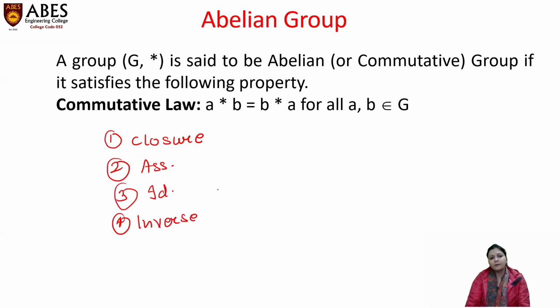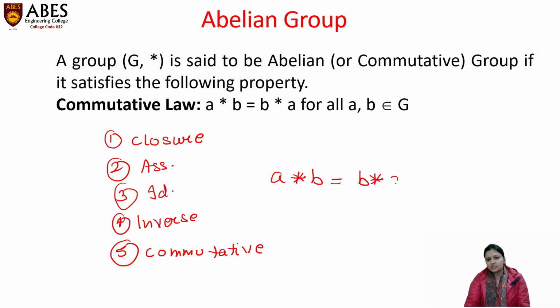For a group to be an abelian group, one more property should be satisfied in addition to these four properties. The last property is the commutative property. The commutative property is a simple property which says that if A operation B is the same as B operation A, we can say that the commutative property is satisfied. Now we will consider some examples based on group and abelian group.